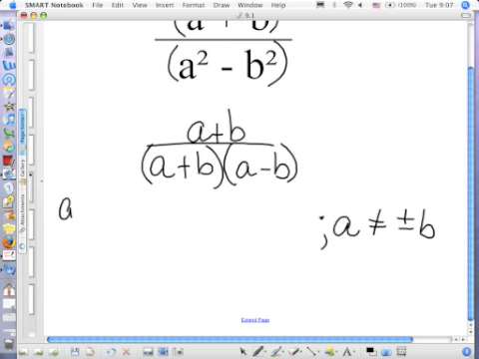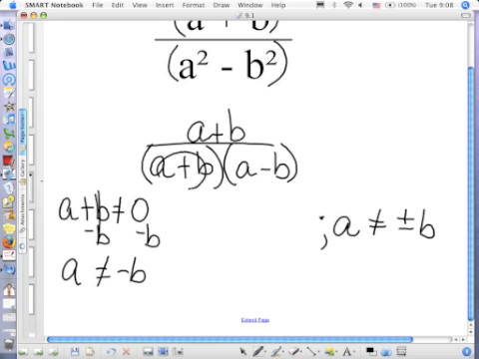I do not want this expression to equal 0. So if I subtract b from both sides, I do not want a to equal negative b, because negative b plus b gives me 0. And 0 times anything is 0. Positive b minus b gives me 0. And 0 times anything is 0.